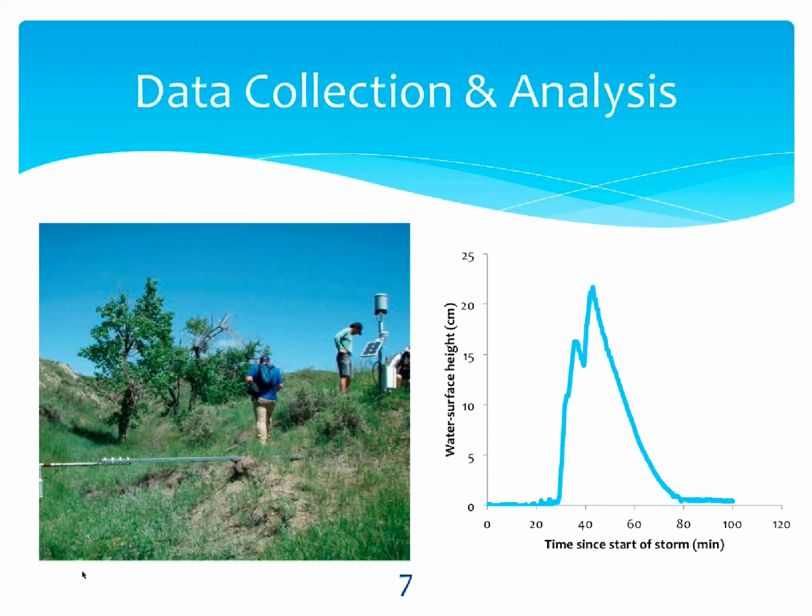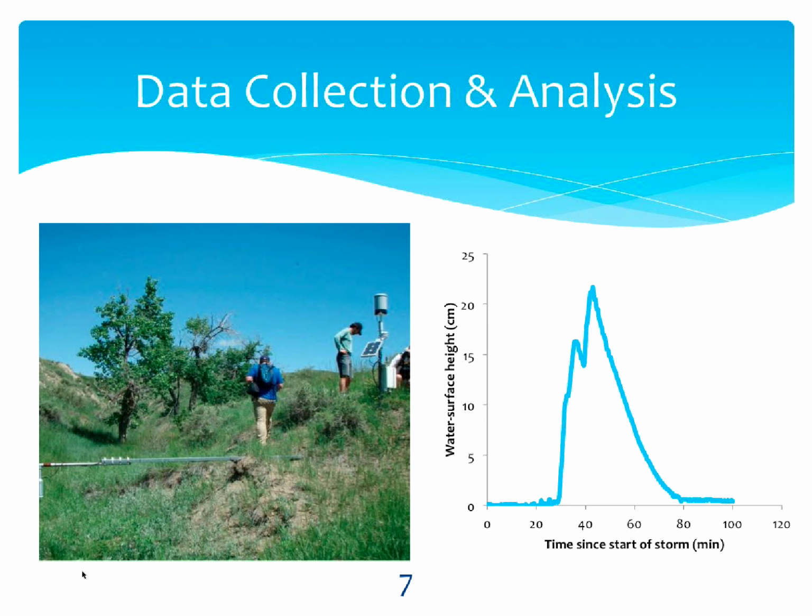Flash floods are really easy to pick out in these storms because they have really defining characteristics. The first is that they have a sharp increase. This is water surface height on the y-axis, and they have a very sharp increase in water surface height in regards to duration of the storm. And then once they reach their peak, they gradually recede back to 0 in water surface height.